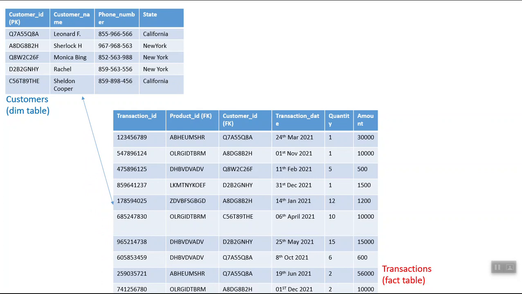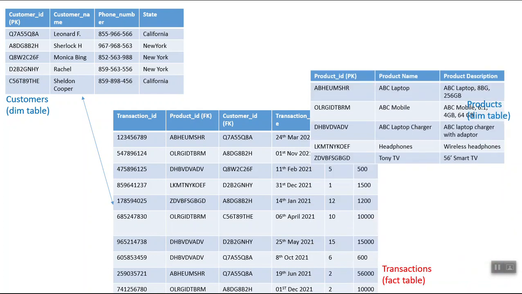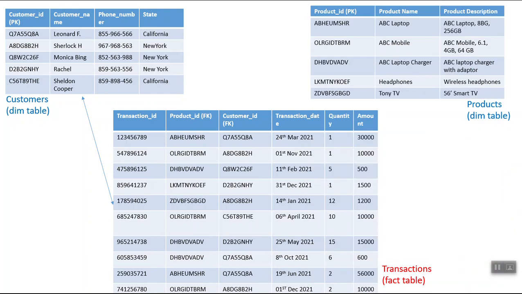But now if the question is something like, how many laptops did we sell? Now we don't have that info here, so we can have another dimension table called products, which would have all the product details, such as again the product ID, which is the alphabetical column. Then you have product name, and then you have product description.